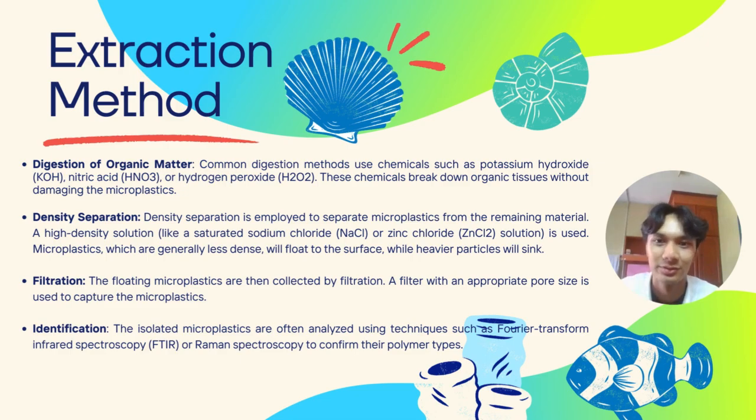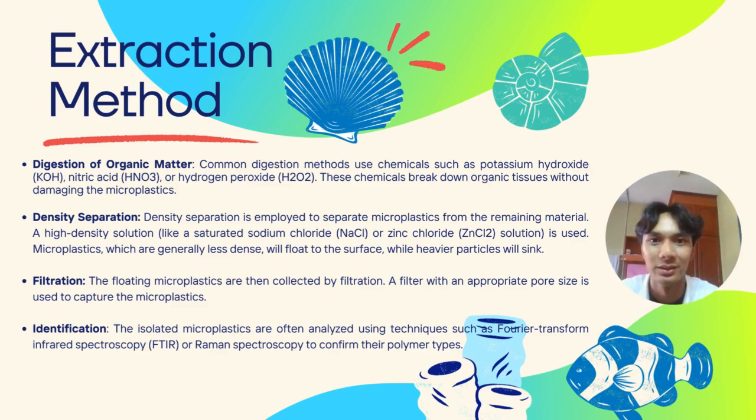Lastly, for the most suitable extraction method, we actually need to combine all of the methods that I mentioned earlier. For the first one, we must digest the organic matter. We can use either the enzymatic digestion or acidic digestion or maybe alkaline digestion. And then we need to move to the density separation by using zinc chloride, which is the most suitable solution for the density separation.